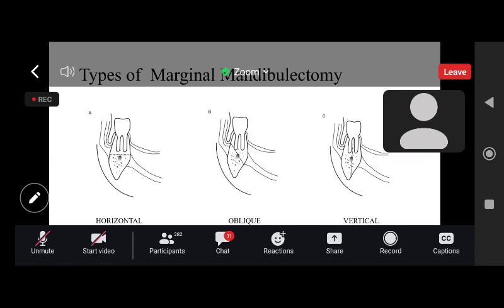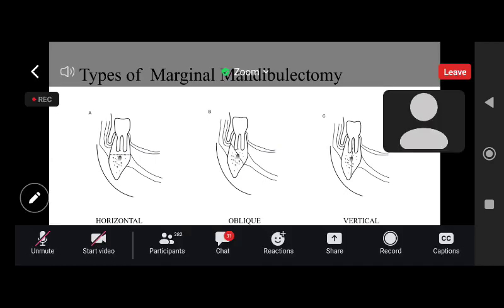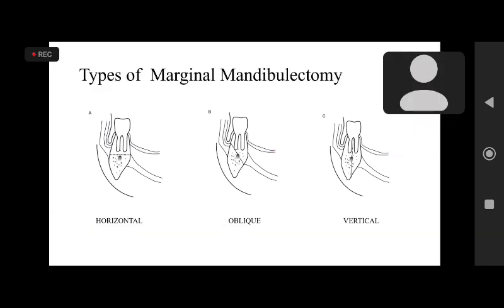Right. So I'd like to ask Anuja ma'am, how do we decide whether we need to do a marginal mandibulectomy, or we can just get away with removing the gingival mucosa, which is commonly called mucoperiosteal stripping? How do we decide whether a marginal mandibulectomy is required for a buccal mucosa disease, or we can get away without doing it?